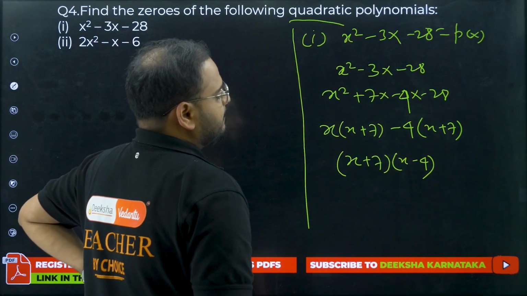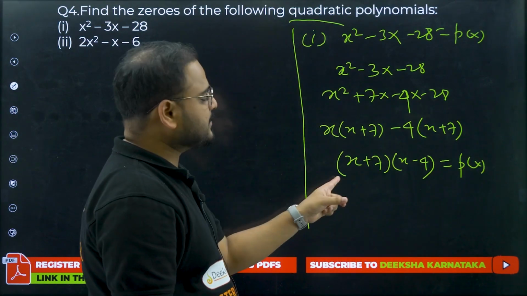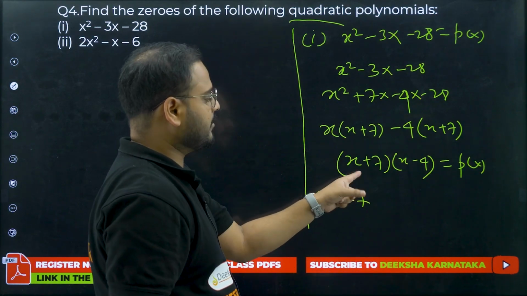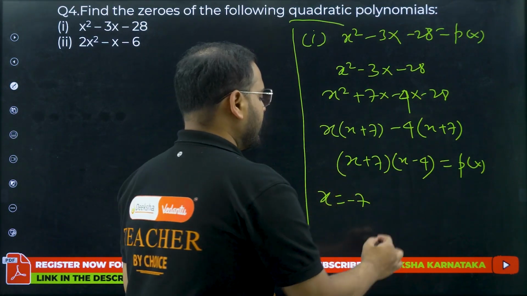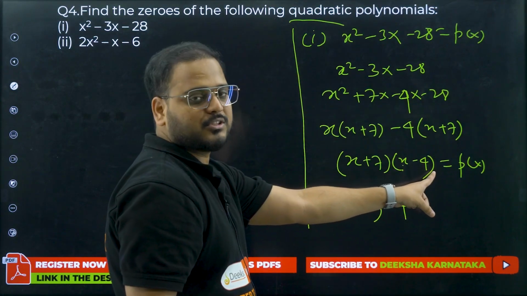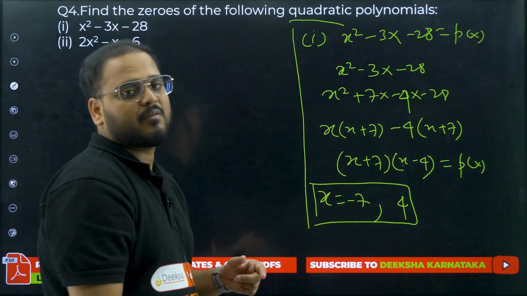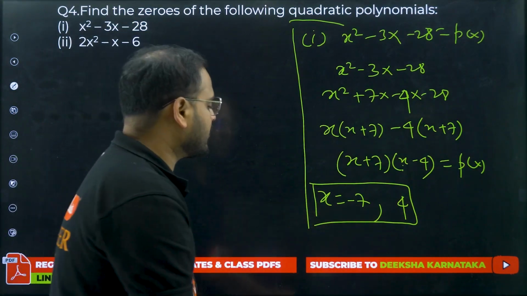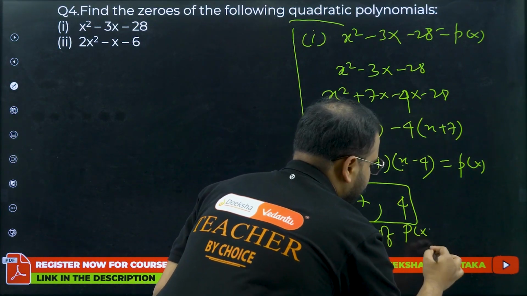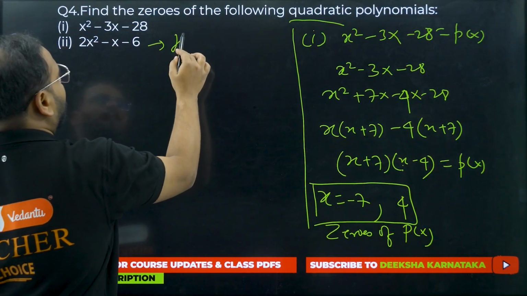x minus 4. Now if this is my polynomial p(x), please answer me: what values of x will make this polynomial 0? If I take x as minus 7, put x as minus 7 over here, this will be 0, whole thing will become 0. Next, put x as 4. If you put x as 4, this will become 4 minus 4, 0. So this is 0 means whole thing is 0. Means my answer is minus 7, comma 4. Means I have the zeros as, these are my what? Zeros of polynomial p(x), sir.